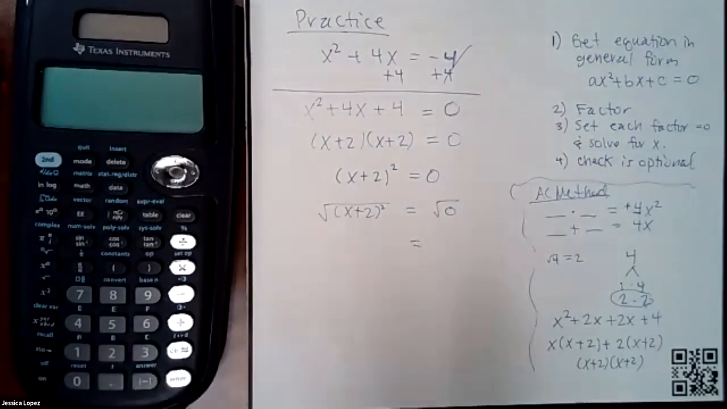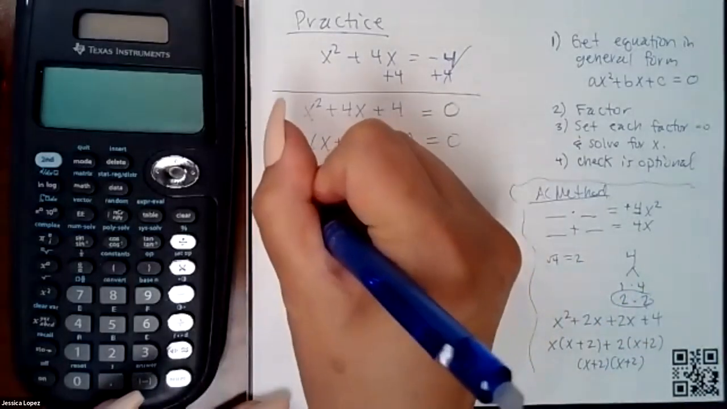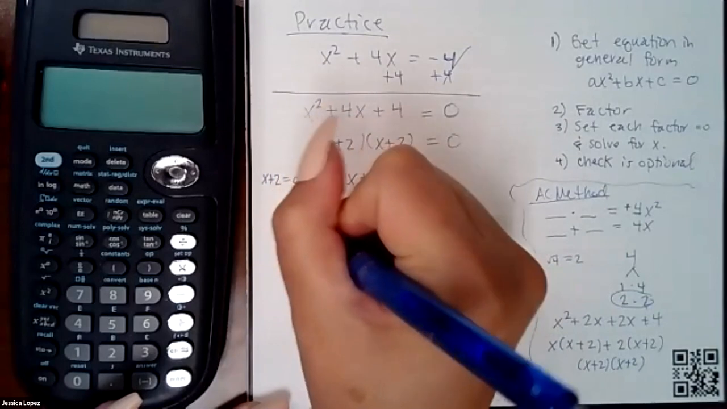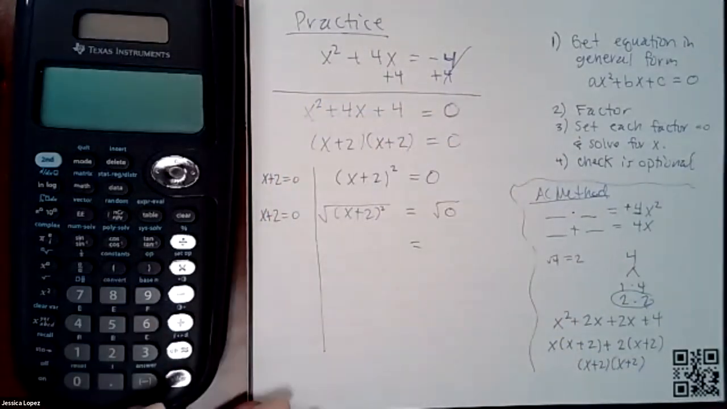Yes, ma'am. Either way, you'll get the same answer. Because I could have done this, or I could have just done x plus 2 equal to 0, and then x plus 2 equal to 0. But that's the same equation, isn't it?